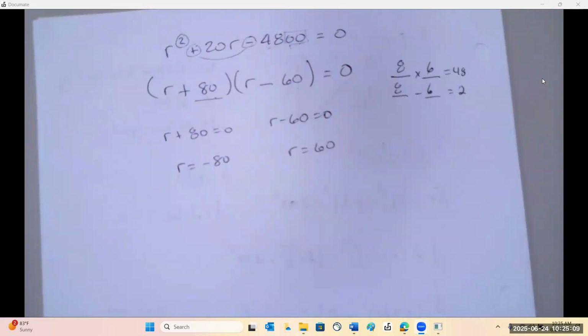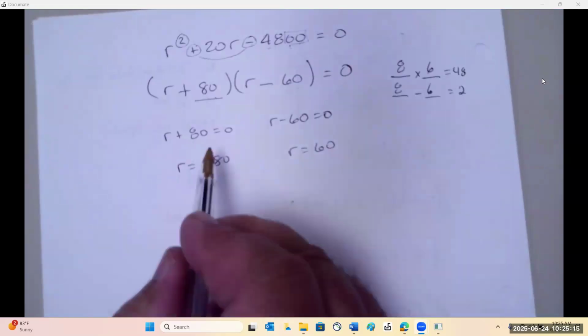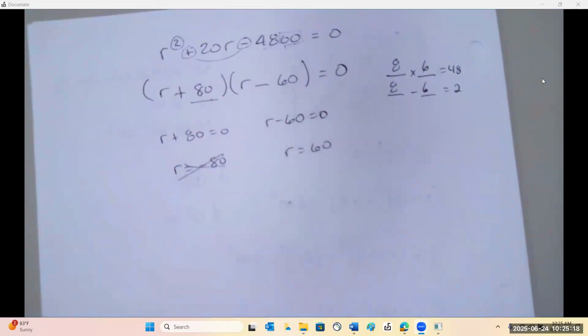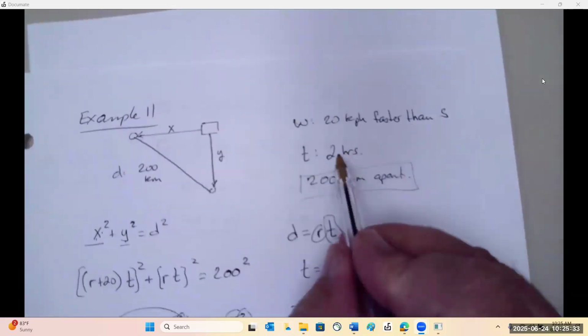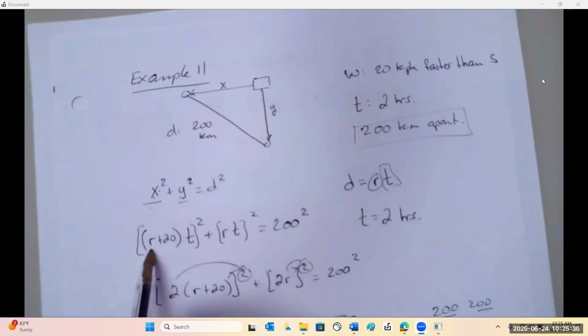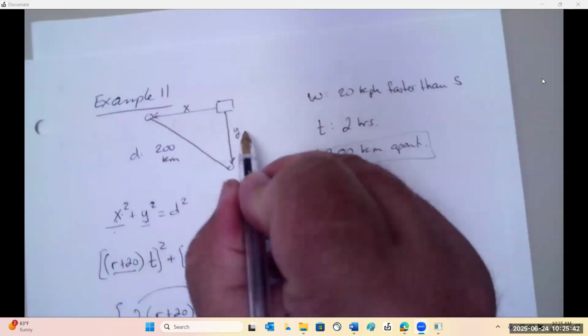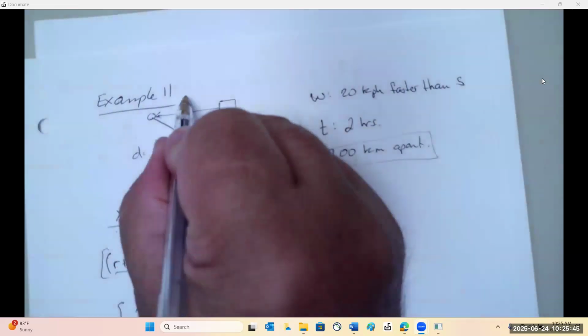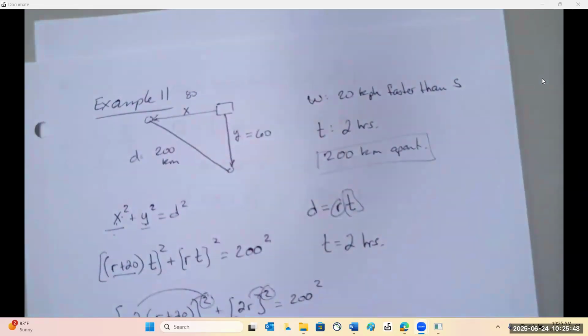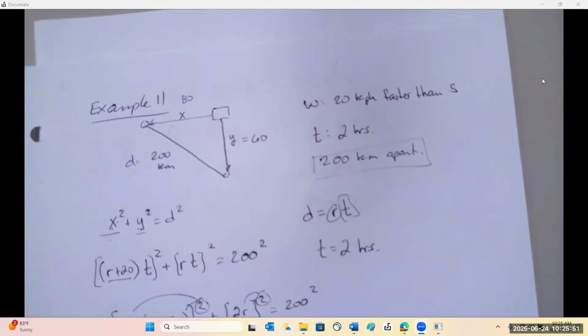So what do we know? Which one cannot be true? You can't have a rate of negative 80. So the rate we're dealing with is 60 miles per hour, kilometers per hour, whatever the units were. So that's the speed. Remember, the first one is 20 kilometers per hour faster. So this one is going 60 and this one is going 80.